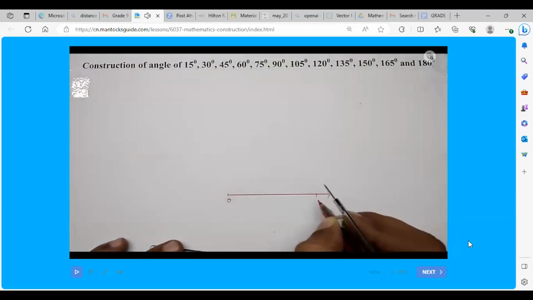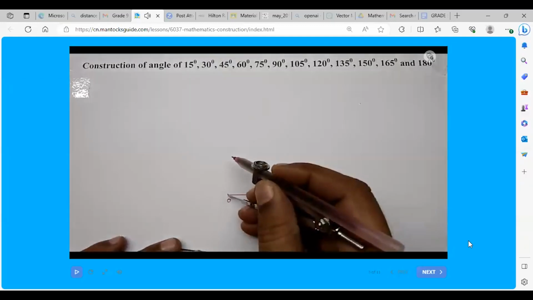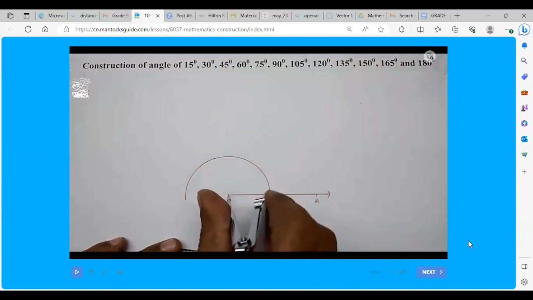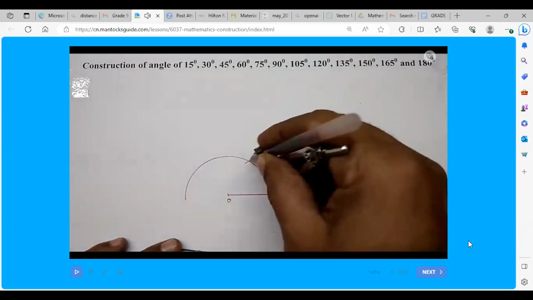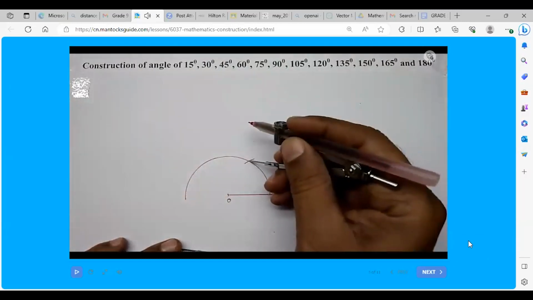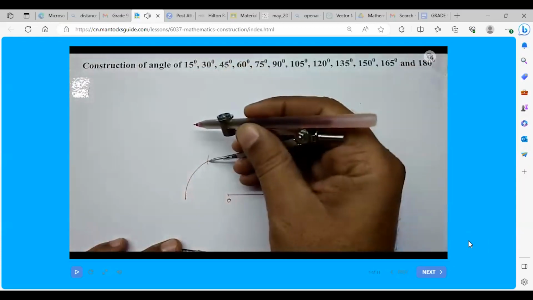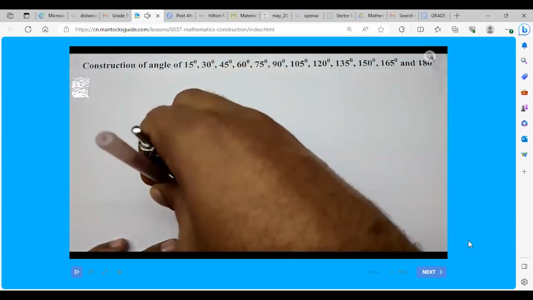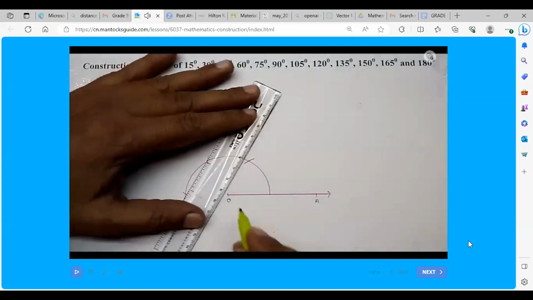OA, draw an arc with the same radius. Draw another arc. The arc will be 60 degree. This arc is 120 degree and the third arc is for 180 degree. Join these points.